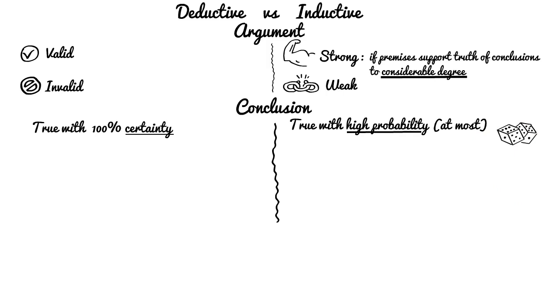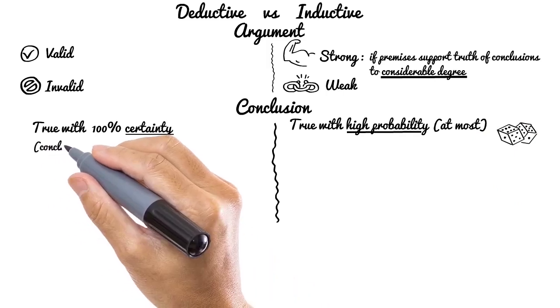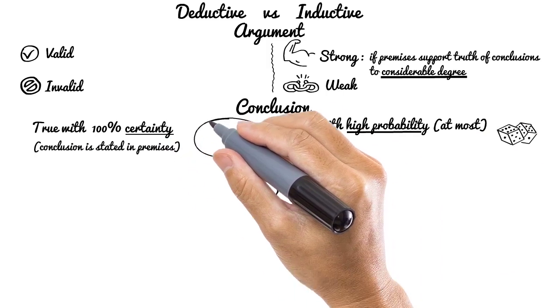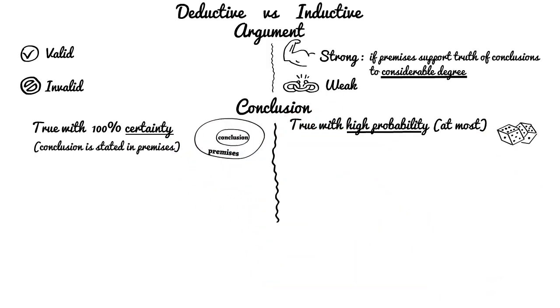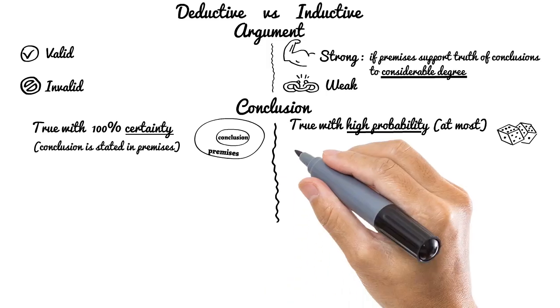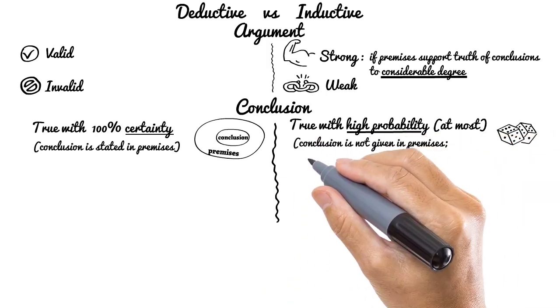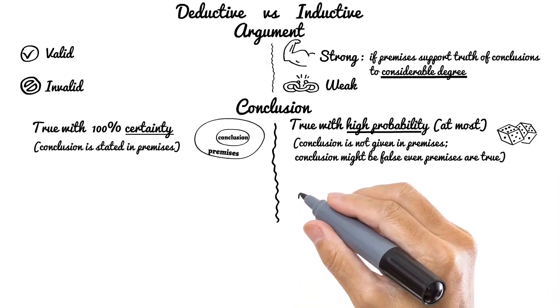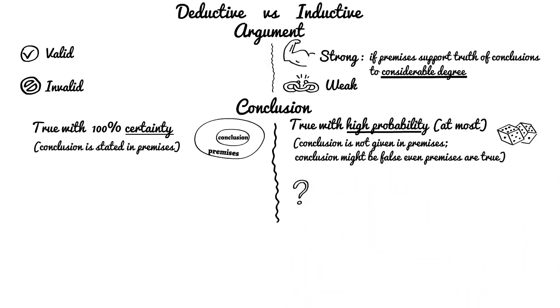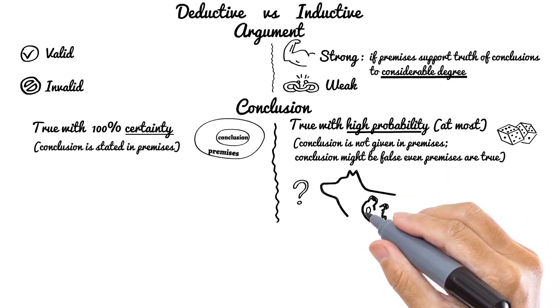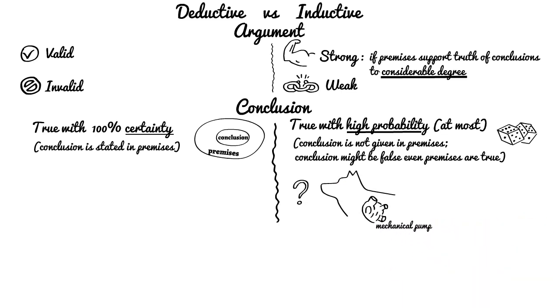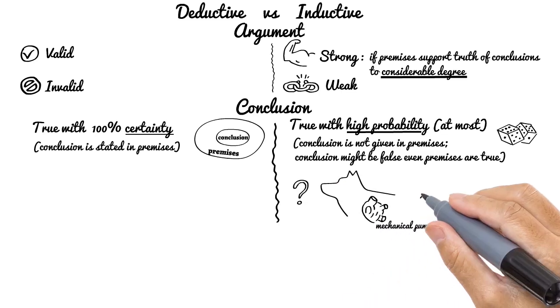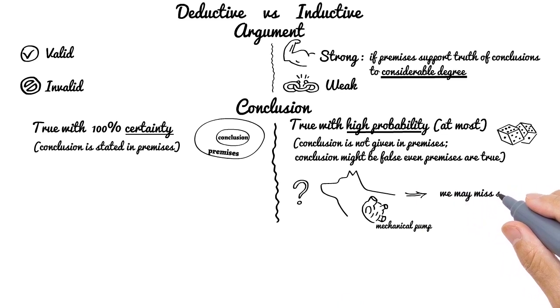The greater certainty of deduction is because the conclusion says nothing that was not already stated by the premises. On the other hand, because an inductive conclusion says something not given in the premises, the conclusion might be false even though the premises are true. Let me bring doubt to our inductive argument mentioned earlier, with the conclusion that every dog has a heart. What if some dog has had a mechanical pump for veterinary research instead of a heart? As you can see, we may miss something in the conclusion which was not yet observed by us.